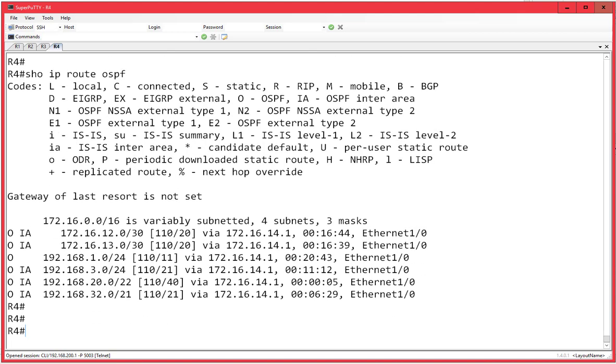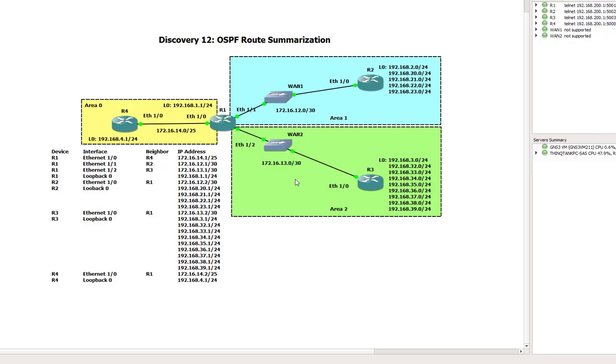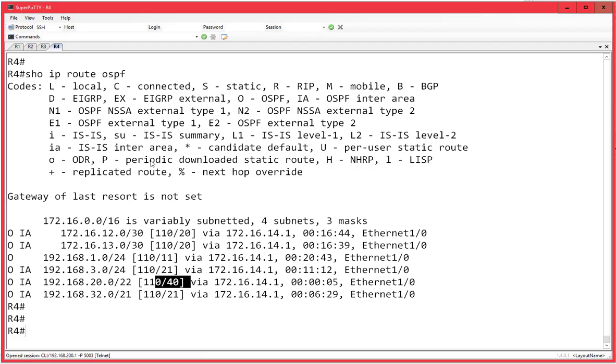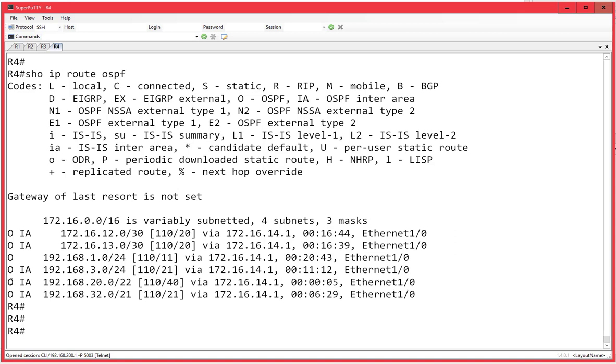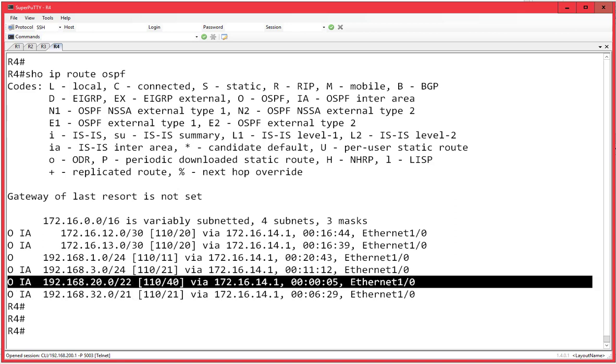Now if I do a show IP route, we can see that it's 40. All right. So I'm adding the cost of the loopback. Let's go to our diagram here. I'm adding the cost of the loopback, which is 20, plus the cost of this path, which is 10, plus the cost of this path, which is 10. But remember, on router 4, I'm receiving that summary route. Even though it looks like a normal OSPF route, or a normal type 3 OSPF route, I'm receiving that as a summary.